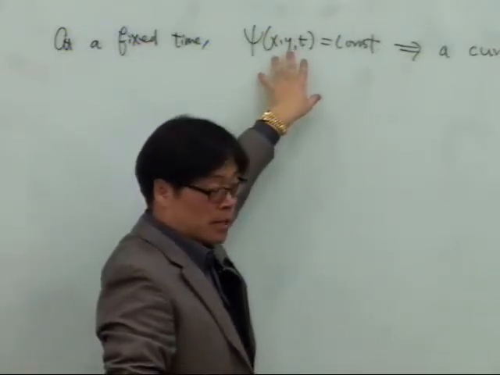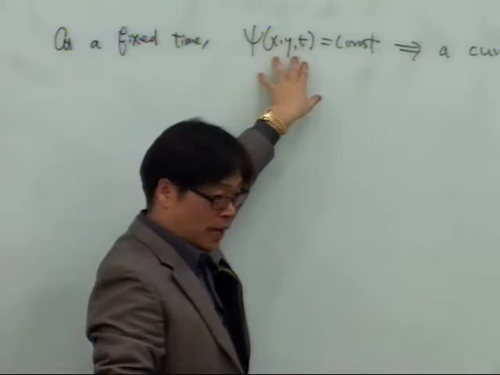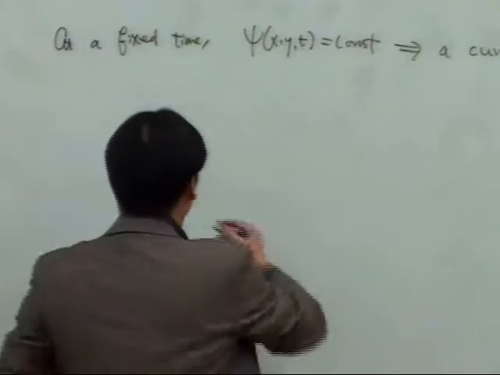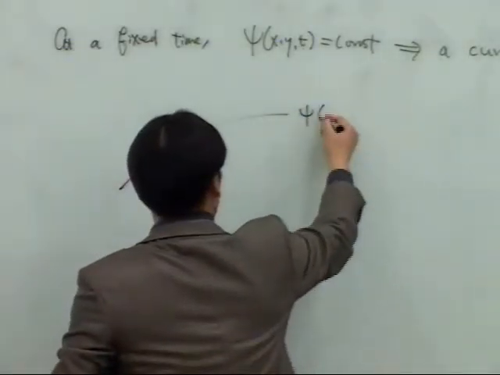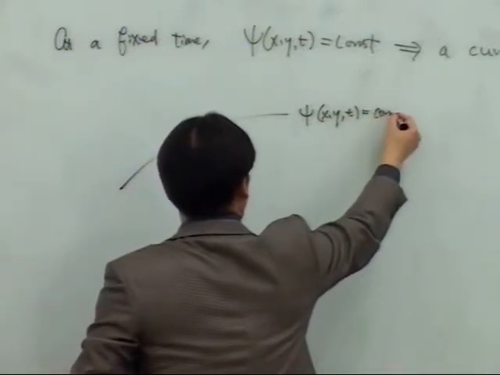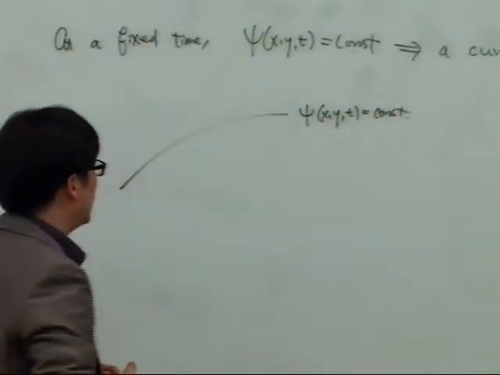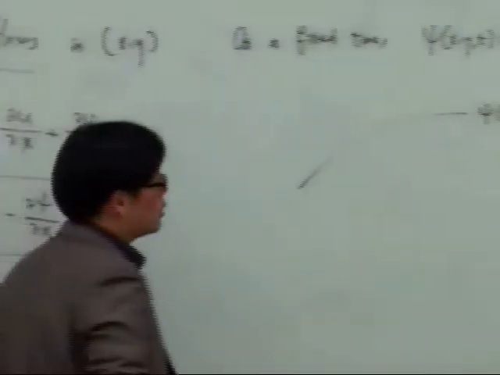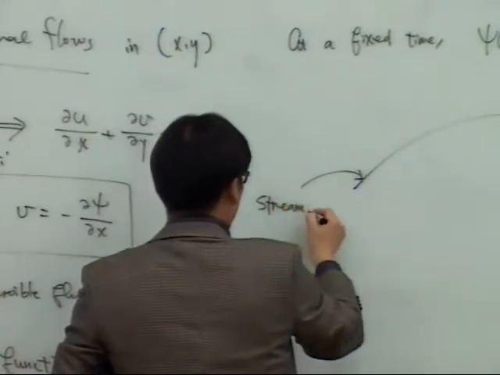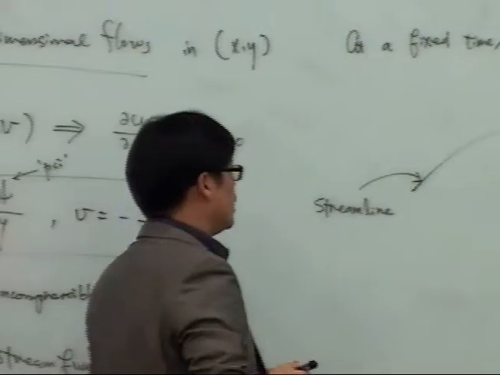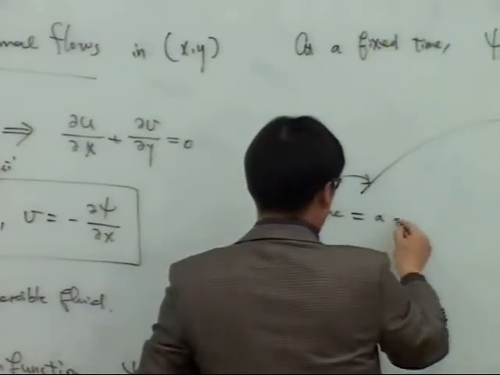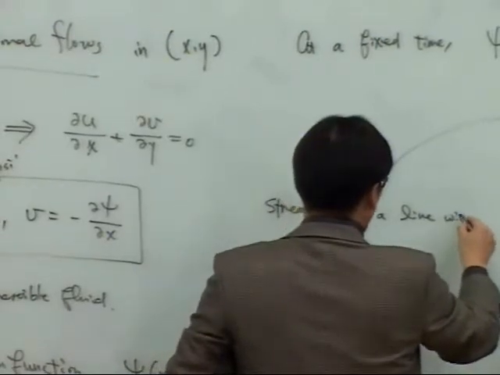So, for example, y equal to x is a linear curve. So this gives a curve like this. This is the curve that I can get when I fix time and this constant. This line is called the streamline. So a streamline is a line of psi equal to constant.